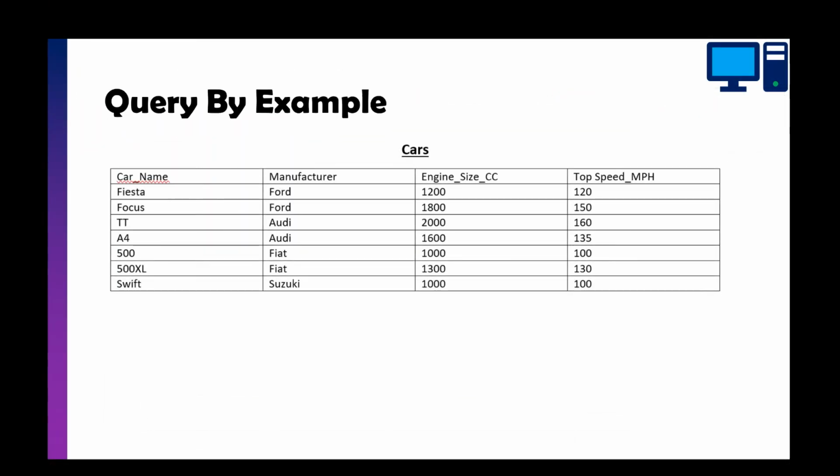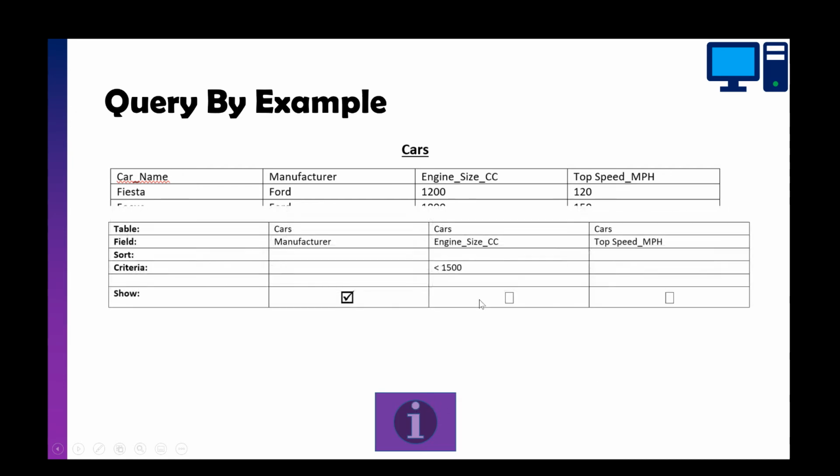Okay, so here's an example of a table I've made. So it's a bunch of cars with manufacturers and whatnot. So I've got Fords, Audis, Fiats and now Suzuki. So if I went to a query by example, I could fill in a form a little bit like this. So it's very similar to what we did in Access, because it's pretty much identical. This is the kind of thing you'll get in the exam.